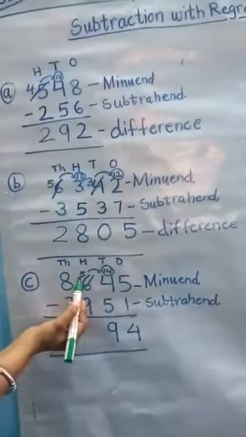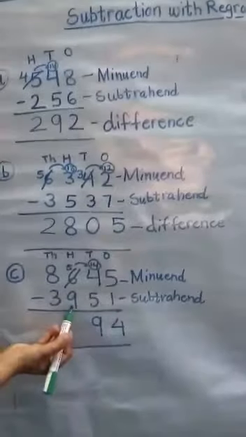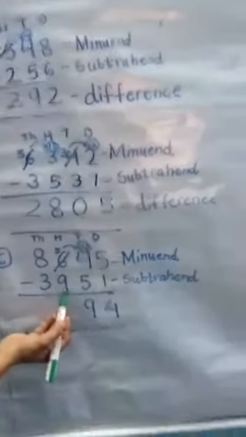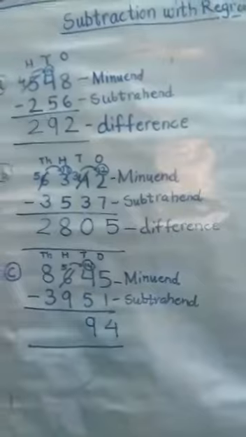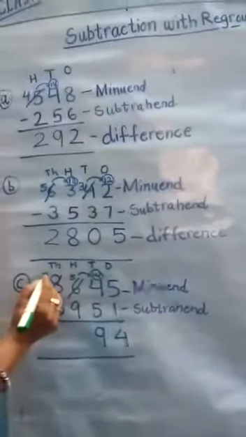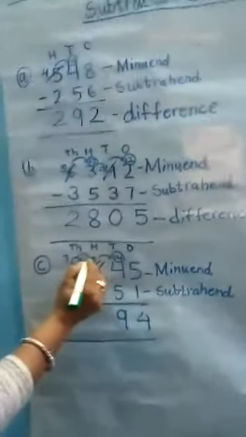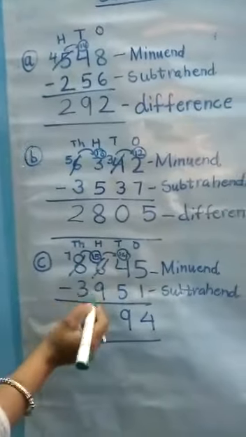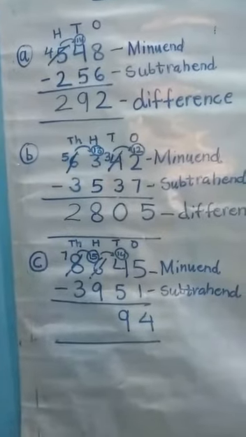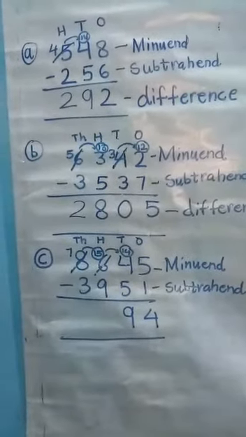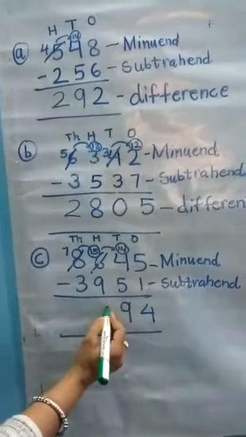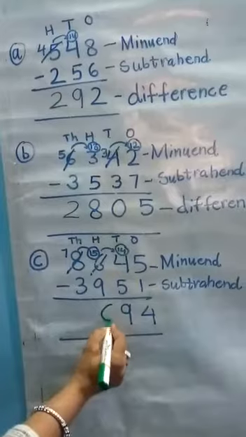In this case, 5 is smaller and 9 is bigger. The minuend is smaller and the subtrahend is bigger, so we are not able to find the difference. So what we have to do is take help from the thousands place value. 7 is here and again we take out 1. So it becomes 15. 15 is bigger and 9 is smaller. So in this case, we are able to subtract 9 from 15. The answer is 6.